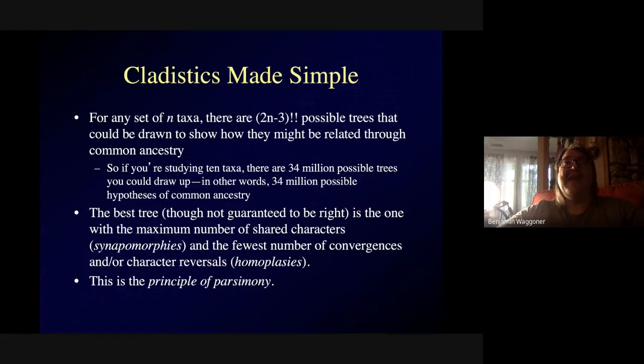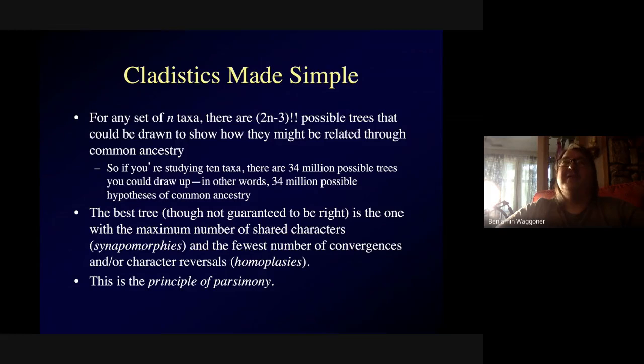That's called synapomorphies. And we look for the tree that minimizes the number of instances of convergent evolution that you have to assume. There'll always be some, but you look for the tree that minimizes convergences and character state reversals, and we call those homoplasies. And that's called the principle of parsimony.